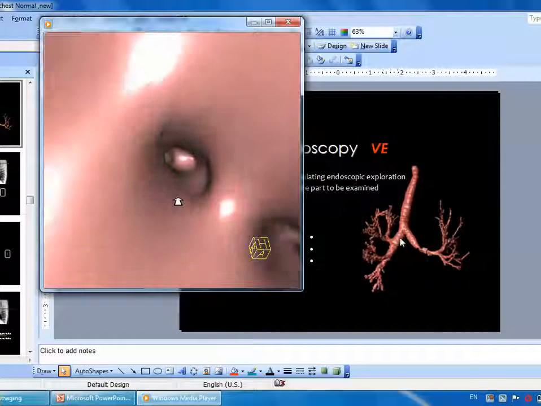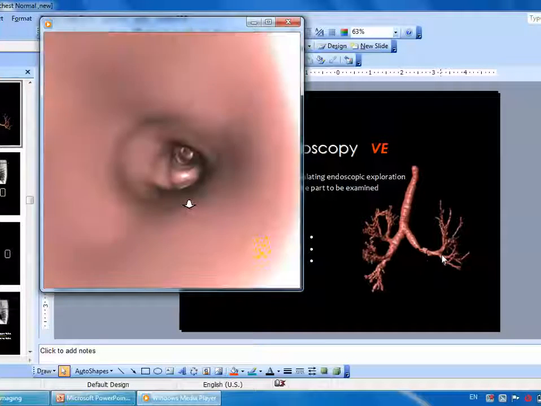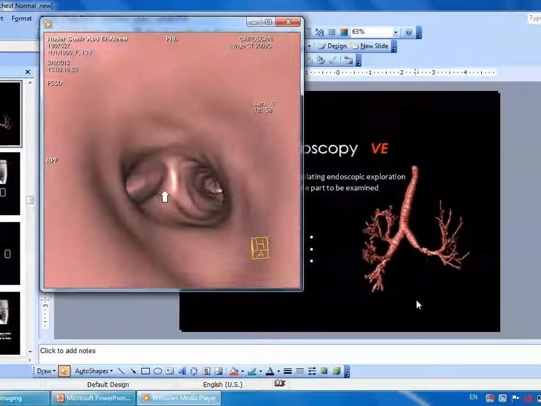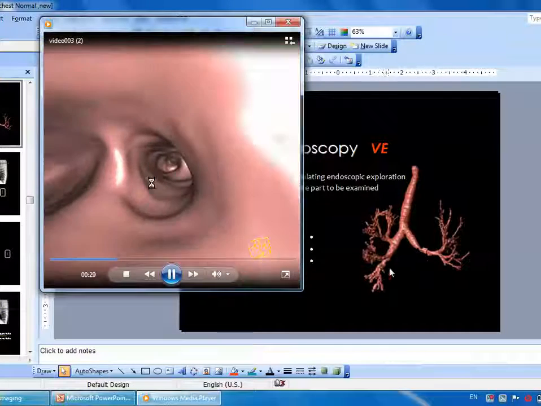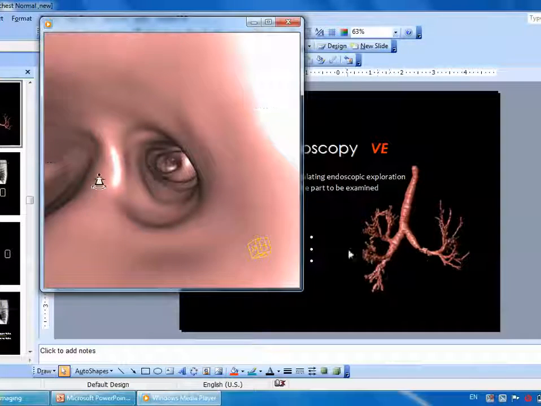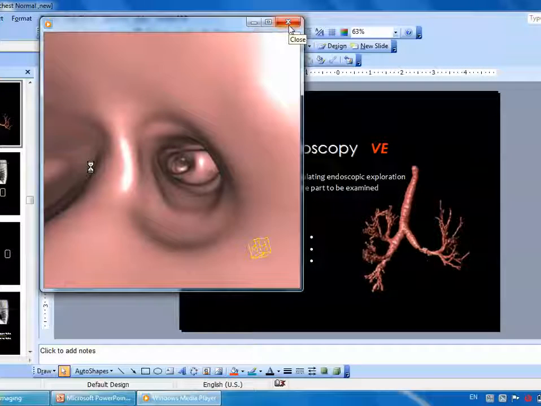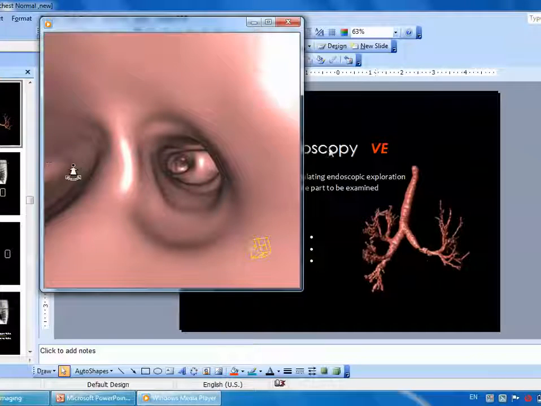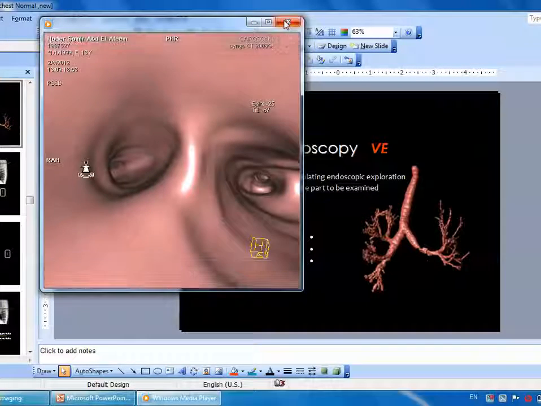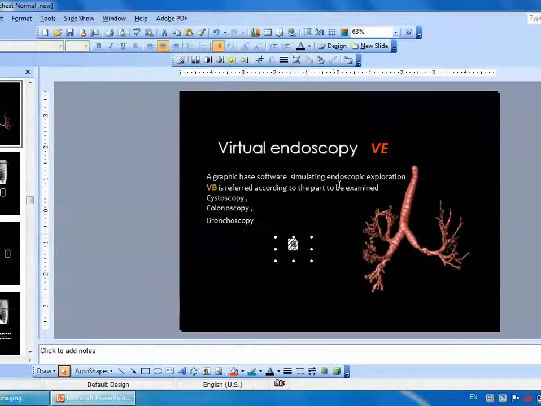Then you go back and you start scanning the left main bronchus as well as its branches. And this is an easy technique, and it is used mainly for screening and for the diagnosis of inhaled foreign bodies in the pediatric age group, as well as in some cases of bronchogenic carcinoma in adults.